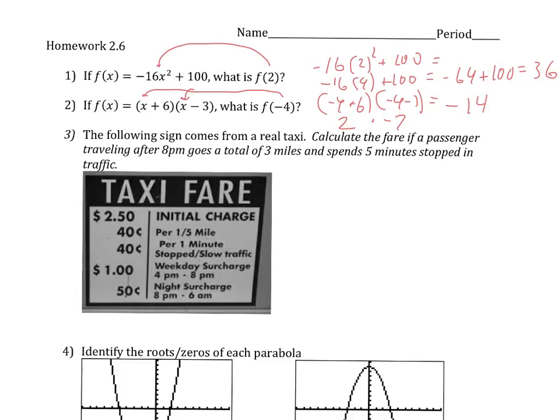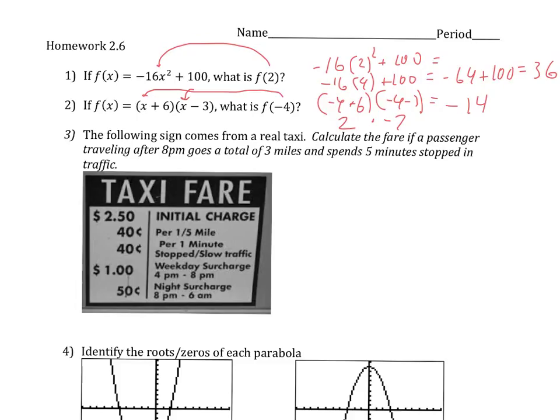Alright, so I saw a taxi over the weekend and thought that I would present you with this problem. It's a pretty complicated taxi. Calculate the fare if a passenger traveling after 8 p.m. goes a total of 3 miles and spends 5 minutes stopped in traffic. So as we look through here, we see we have $2.50 as an initial charge. In other words, I'm going to interpret that as soon as you get in the cab, they automatically charge you $2.50, so it goes up from there.